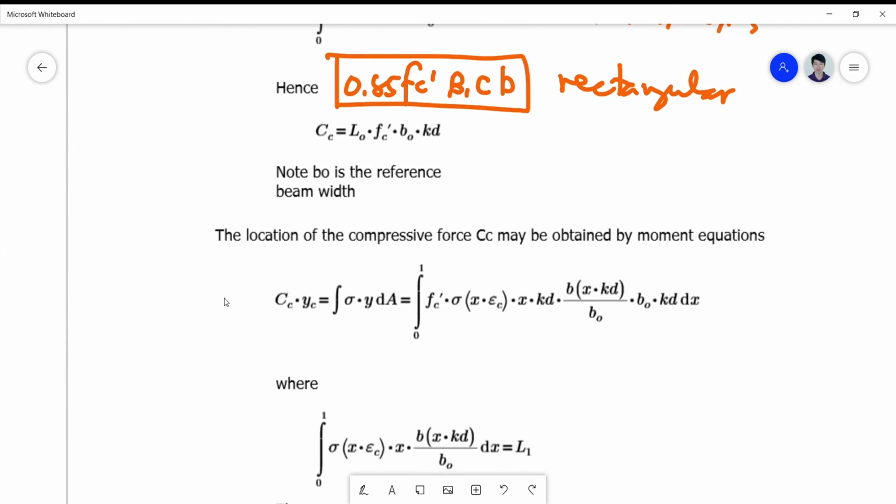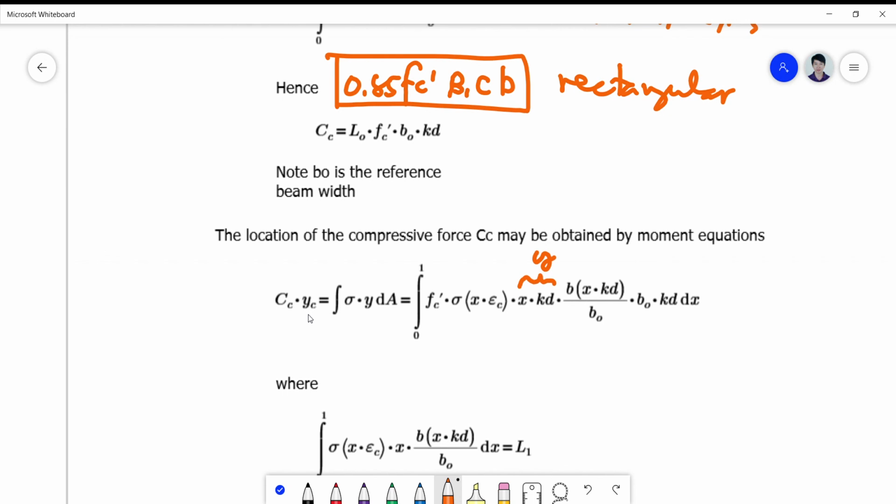Okay, so the location of the compressive force Cc may also be obtained by the same procedure, but this time we have the moment equation to use. So Cc multiplied by yc is simply the same, with an additional y that will come out. We just add a y there. That's the only thing added actually. These are all the same, and Cc here has the additional yc. What is yc?